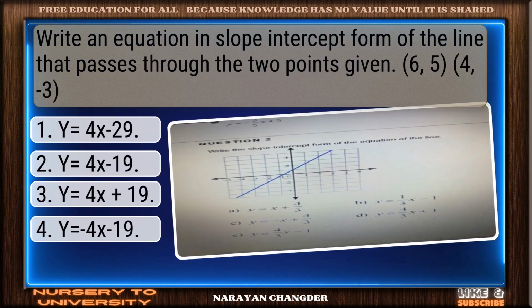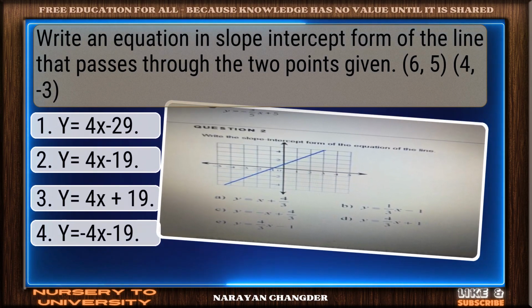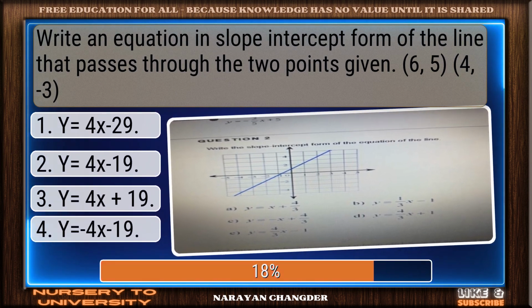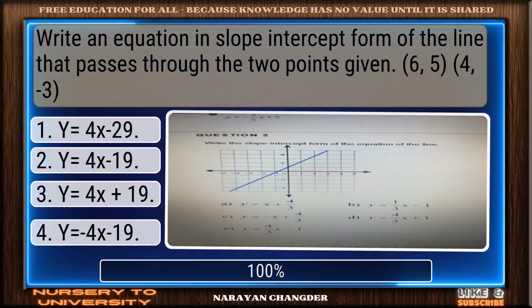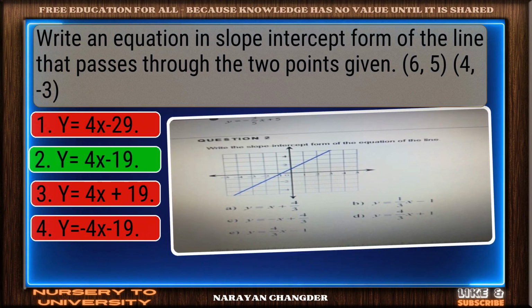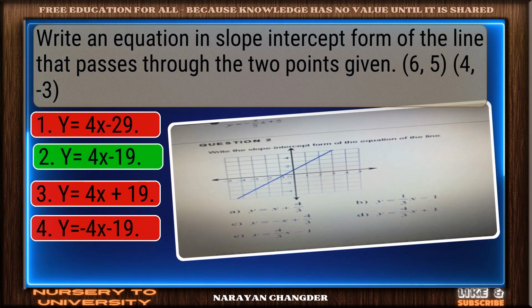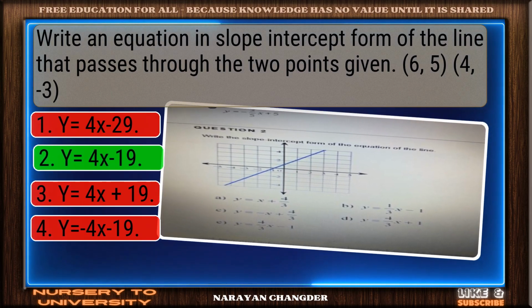Question number 24. Write an equation in slope-intercept form of the line that passes through the 2 points given. Clear logic. Your choice y equal to 4x plus 19 is sound and 100% true.